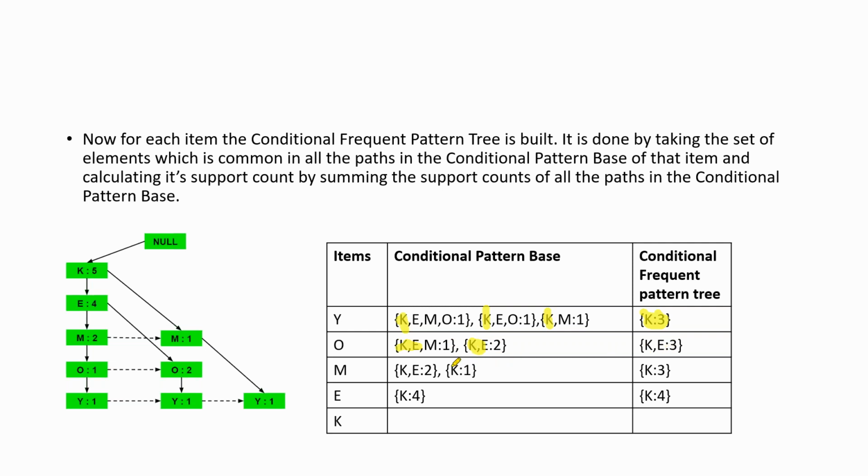And here it is for M: K is appearing here, K is appearing here. So we will write K with count 2 plus 1 as 3. And for E, it is only a single set, so we have to write it here as K4. And for K, we do not have any conditional frequent pattern tree. Fine. So this was the last step.